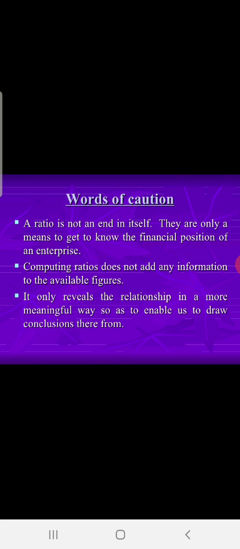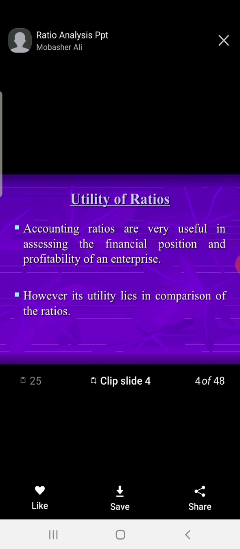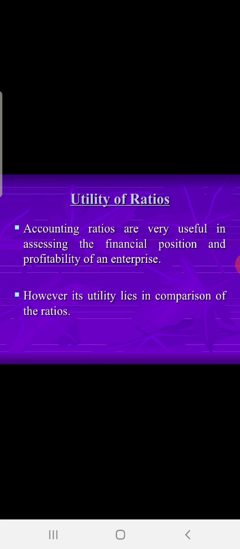The ratio is not an end in itself. Ratios are only a means to know the financial position of the enterprise or any banking sector. Computing a ratio does not add any information to the available figures. It only reveals the relationship in a more meaningful way to enable us to draw conclusions from it. It is not just an end in itself; it shows you the financial condition, or gives the quantification of that particular business entity, which helps us identify the position of that financial institution in the market.